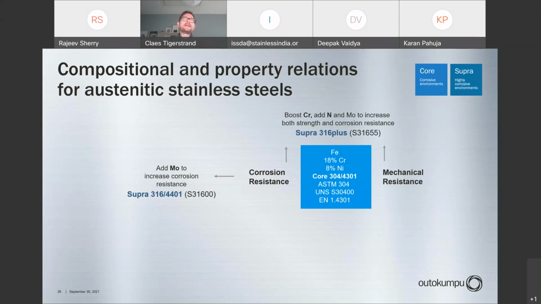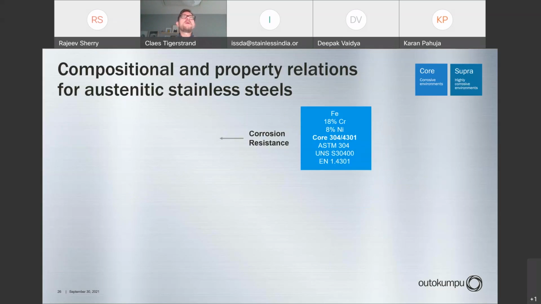Another way is with a grade that we have developed ourselves. Here you boost the chromium, you increase the chromium even further, you add nitrogen as well, and also some molybdenum, but not to the same extent as you do for the type 316. And this grade we call the Supra 316 Plus. It's also included in the EN standard and ASME standard as 31655. So here you can benefit from both higher corrosion resistance and mechanical strength in this grade.